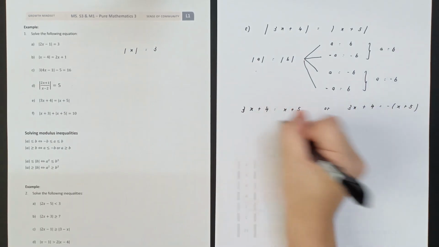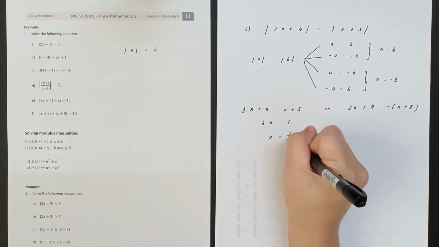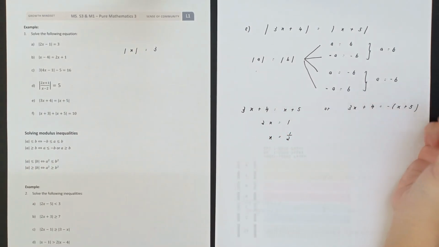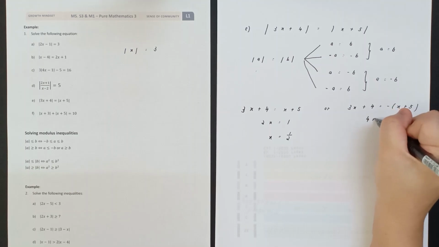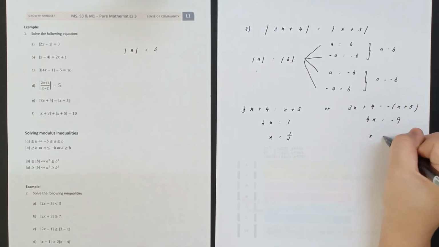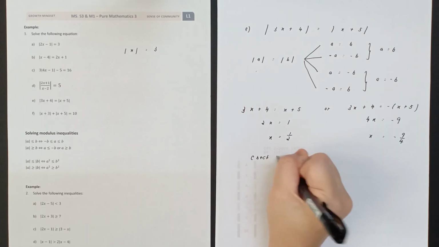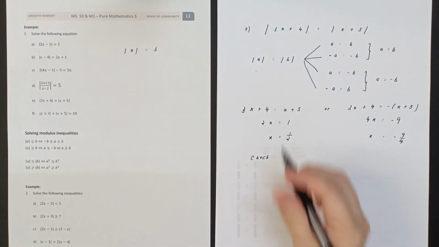Same thing, I'll continue to solve it. 2x equals 1, x equals 1 over 2. For this one, I have 4x equals negative 9, so x will be equal to negative 9 over 4. Okay, so same thing, you need to do your checking.